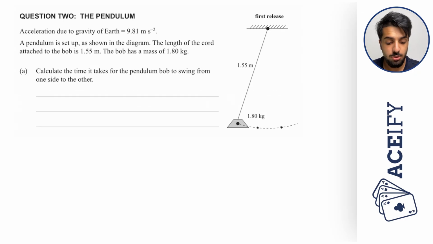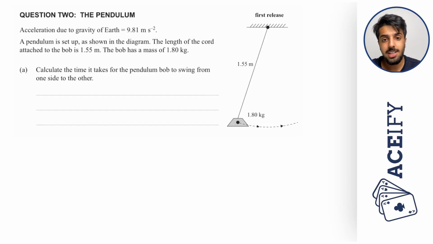Okay, moving on to question 2. A pendulum is set up as shown in the diagram. The cord length is 1.15 meters and the mass of the bob is 1.8 kgs. Calculate the time it takes for the bob to swing from one end to the other.